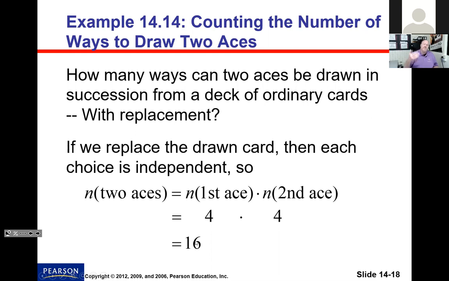Now, all we do differently for theoretical is we add a denominator to it, okay? So for instance, there's four aces in a deck, but how many cards are in a deck? 52. So once we get to theoretical probability, all we're going to get is 4 over 52, right? So the counting principle gets us to the theoretical probability. That's all it does.